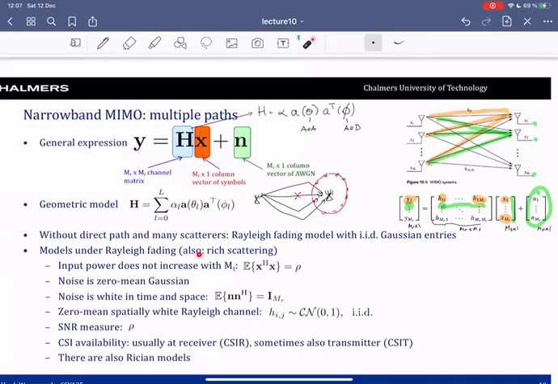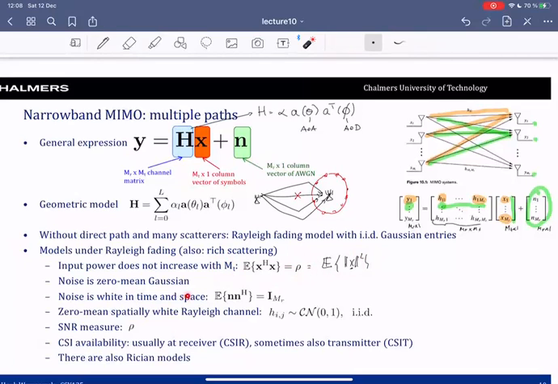So the model under Rayleigh fading, also known as the rich scattering model, will be written by this equation on the top. So y is Hx plus n, where the transmitted signal has a certain power. We say the expectation of the norm of x squared, where x is a vector, is equal to some constant that we call rho. And this is a measure of the SNR, or transmit power. And we say that this rho does not depend on the number of transmit antennas, so when we have more transmit antennas, the total transmit power is the same.